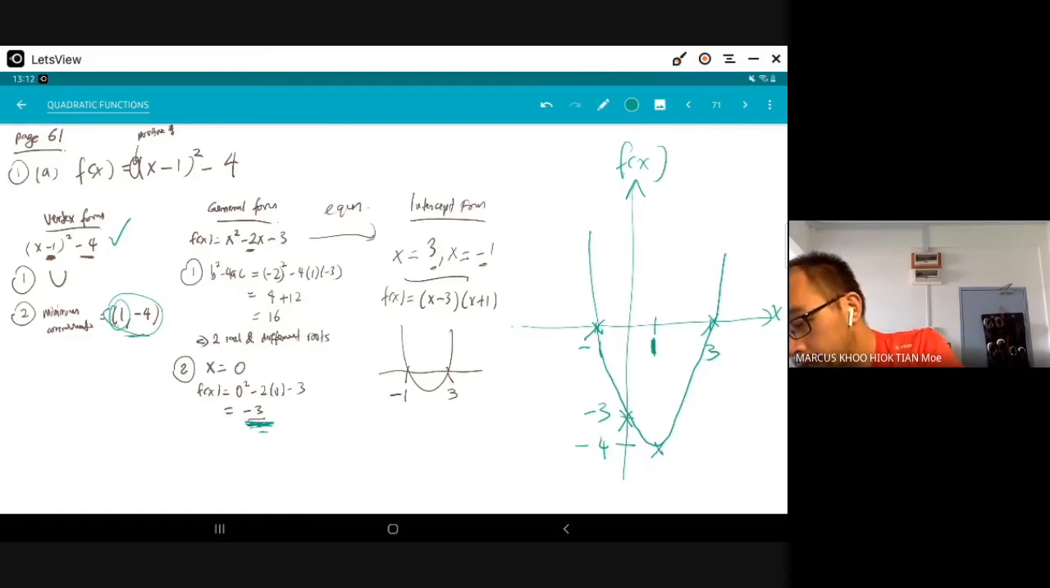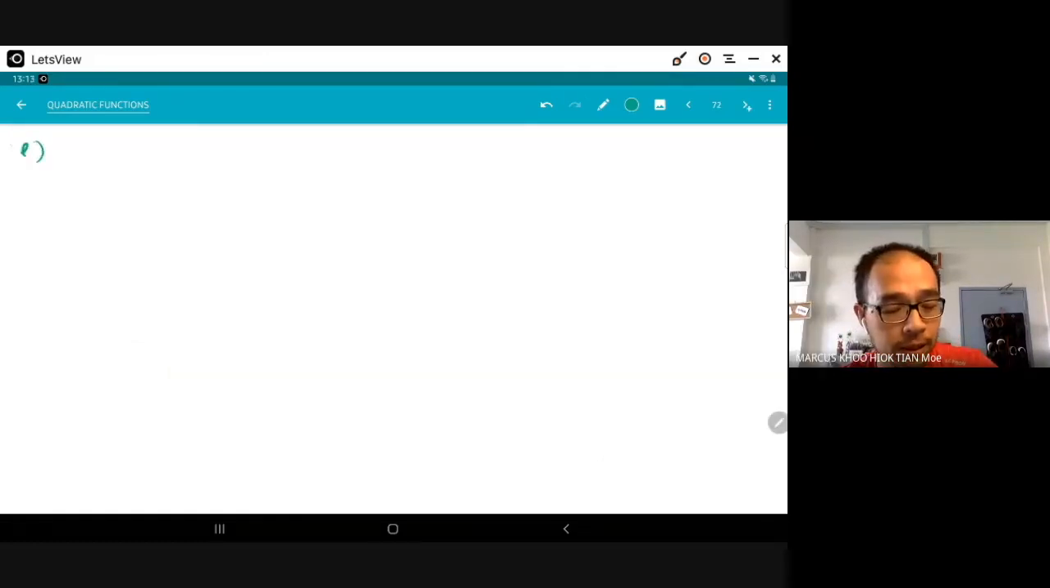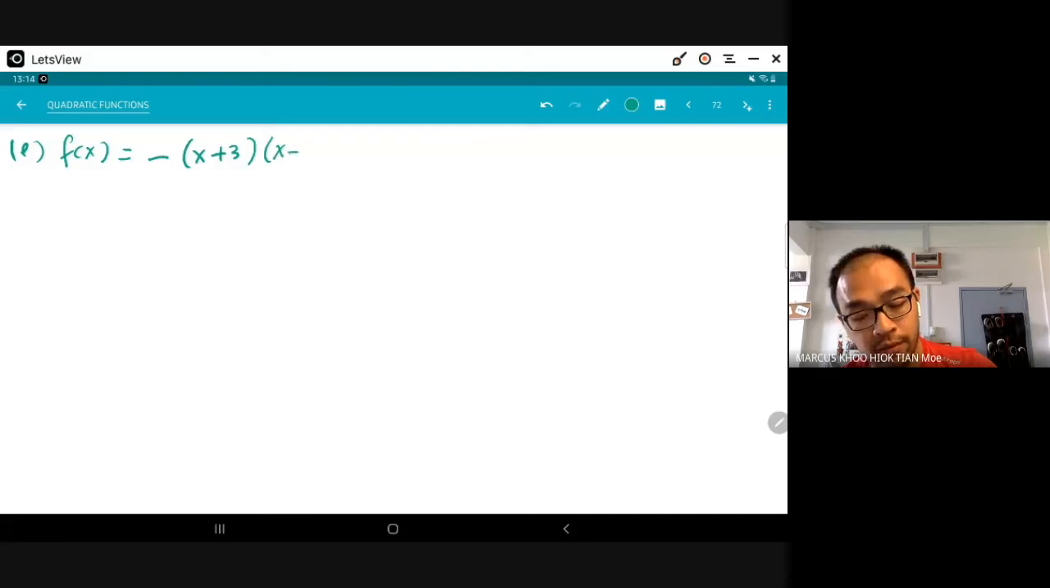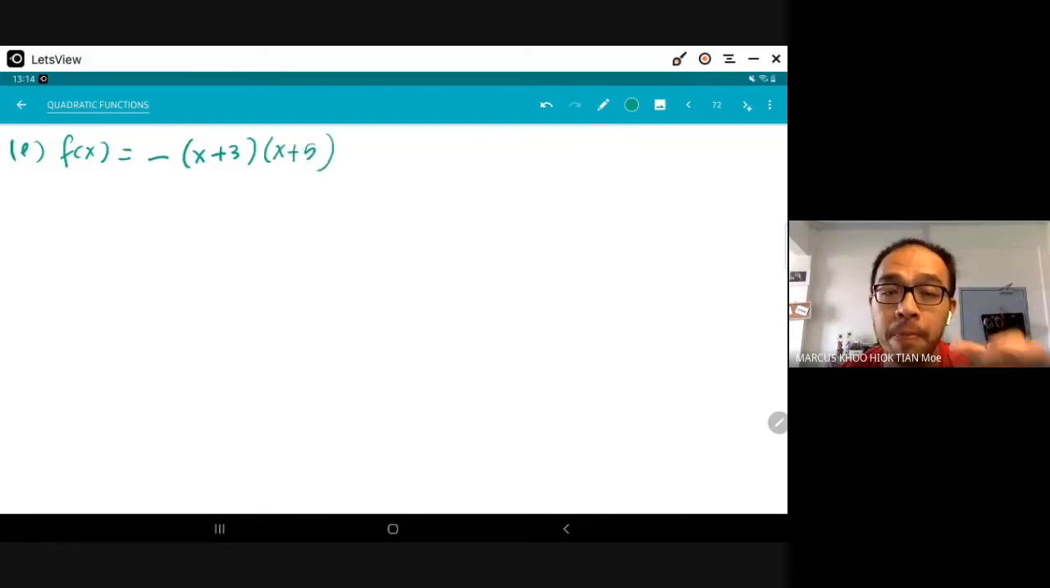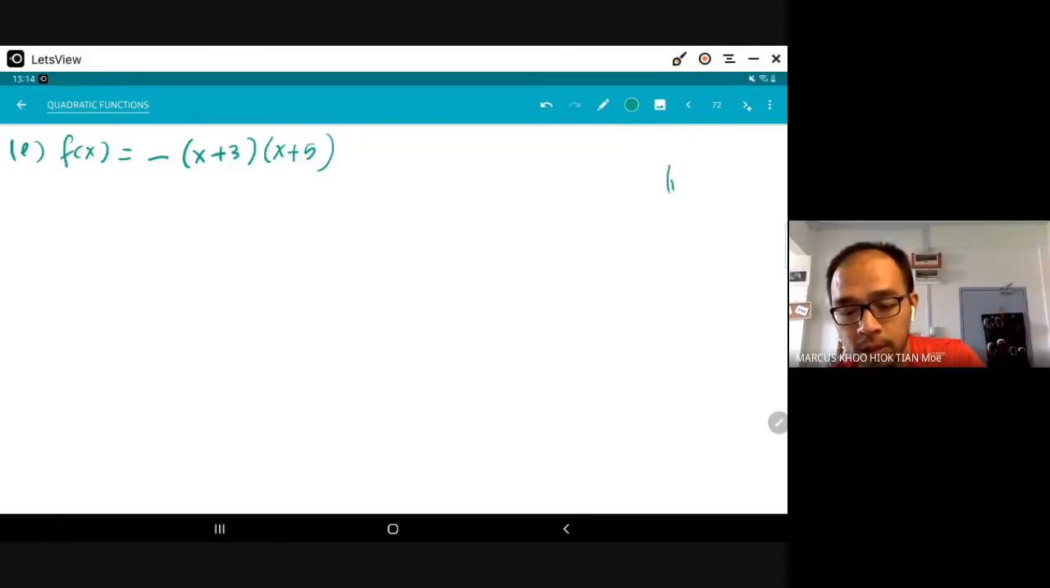Okay, so E is f(x) equals negative (x plus 3)(x plus 5). This one, be very careful. This is intercept form. So this is probably the most difficult. Thank you, Al-Izzat, for choosing the most difficult. So negative (x plus 3) and (x plus 5).